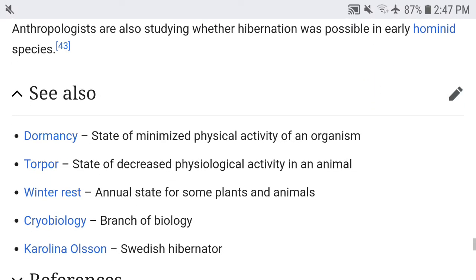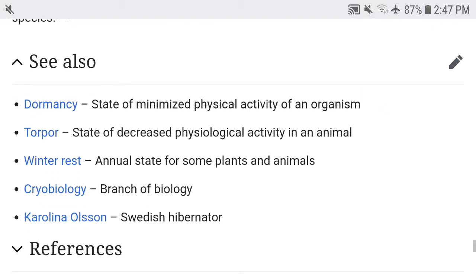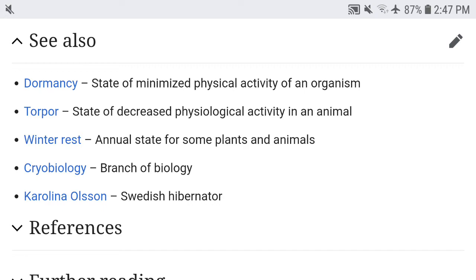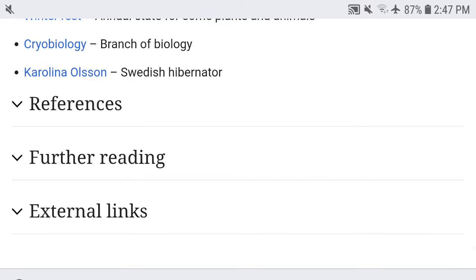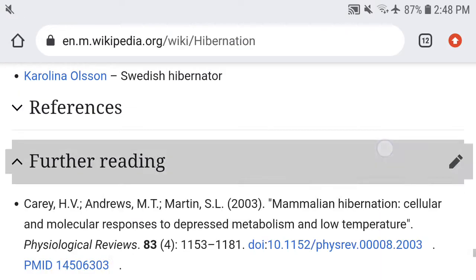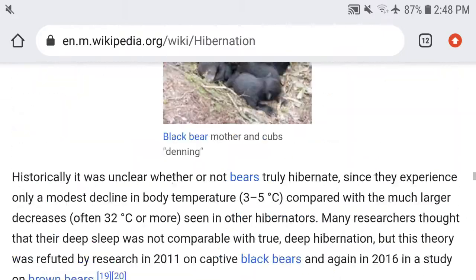See also: dormancy, state of minimized physical activity of an organism; torpor, state of decreased physiological activity in an animal; winter rest, annual state for some plants and animals; cryobiology, branch of biology, which is cryogenic. Carolina Olson, Swedish hibernator. Oh, is that the person? Interesting. And then references for the readings and external links, just for reference, I guess. And that's pretty much it.